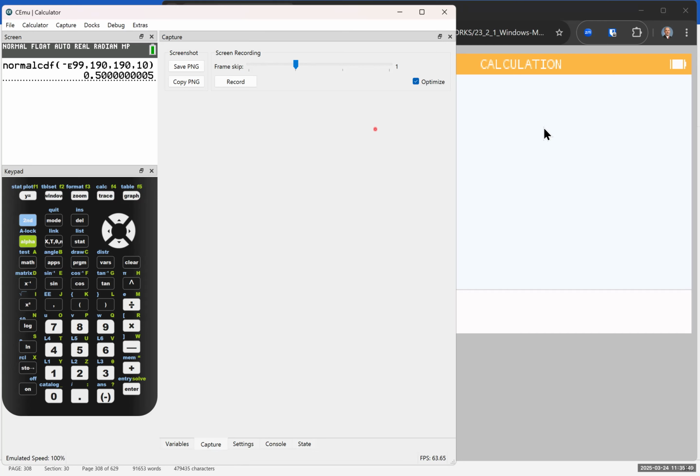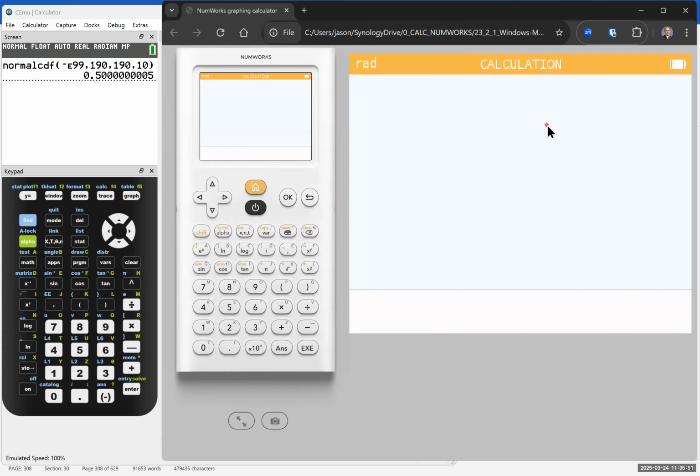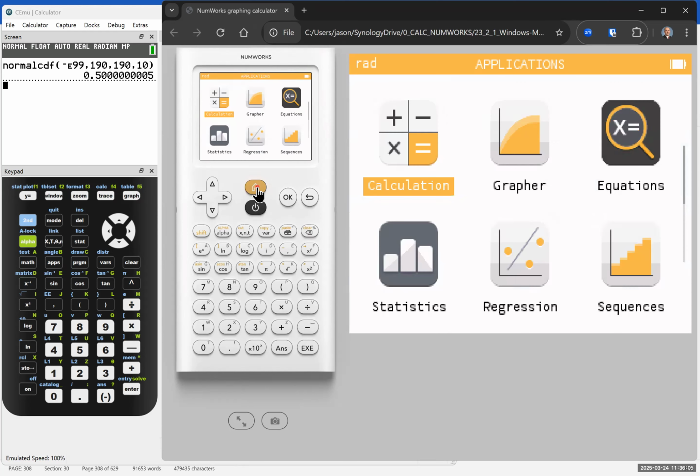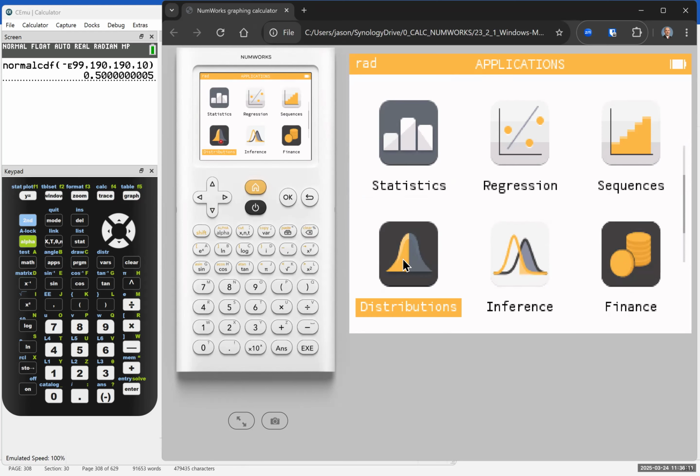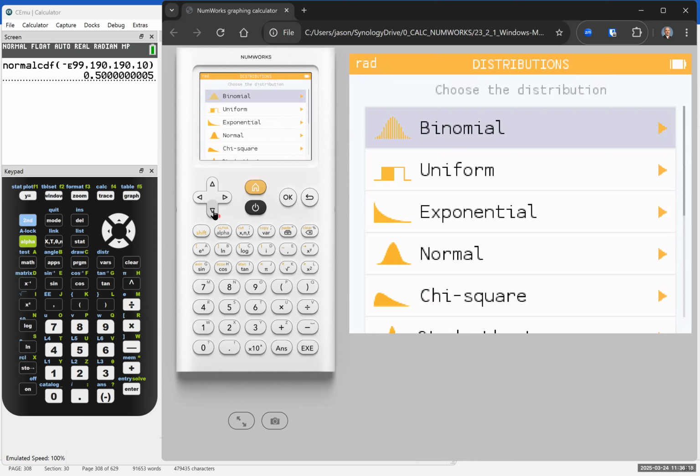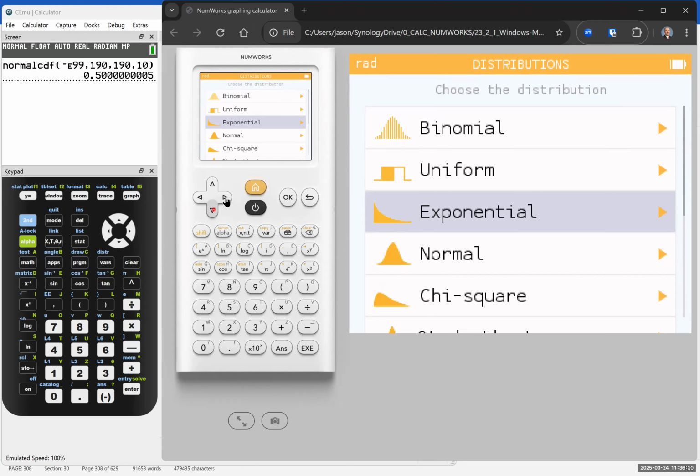Now, this is where I think the NumWorks calculator is better than the Texas Instruments, in that it gives you a more visual reference to do the same thing. So what you want to do is go to the home button and go down to the distributions app and click OK. And now we want to go to the normal distribution.